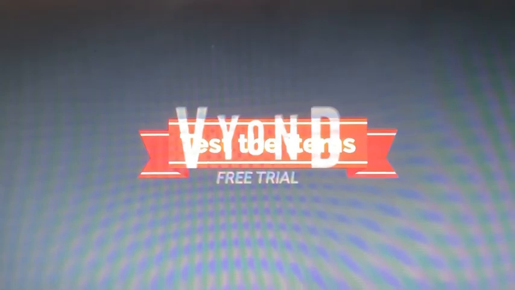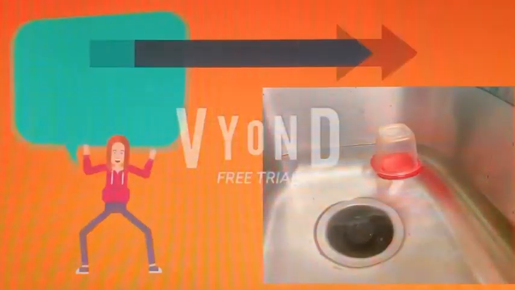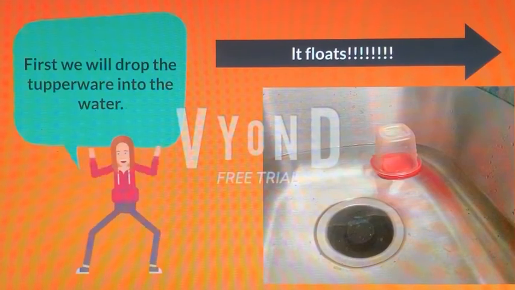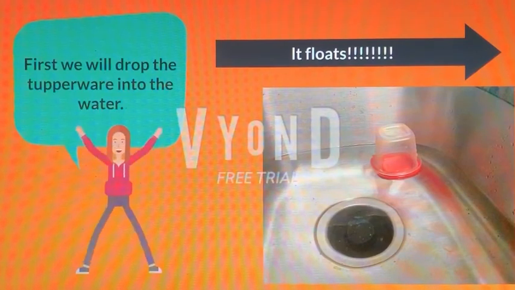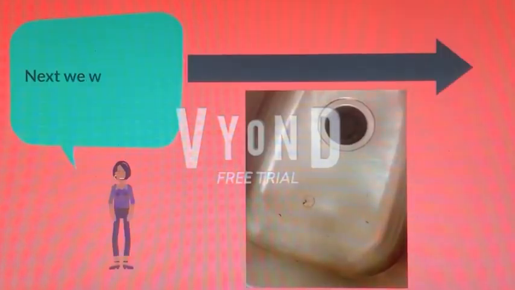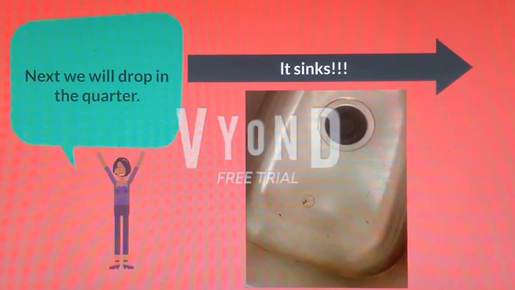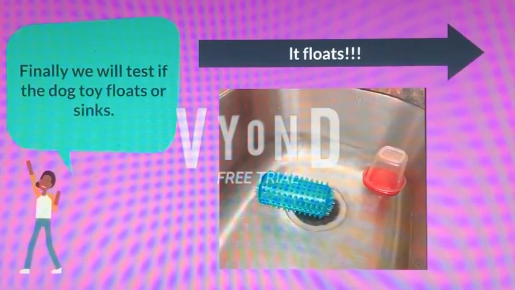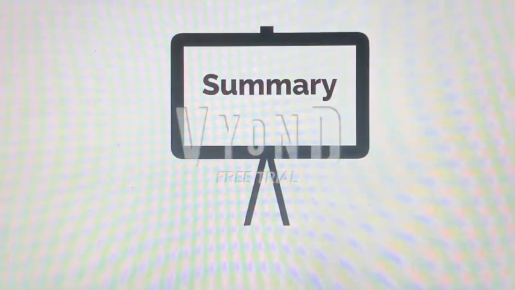Finally, it's time to test the items. First, we will drop the Tupperware into the water. It floats, just like our prediction. Next, we will drop the quarter into the sink. It sinks, just like we thought. Finally, we will test if the dog toy floats or sinks. It floats. Another one, just like we thought.